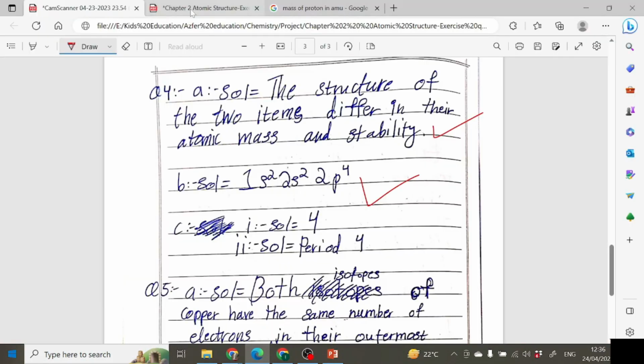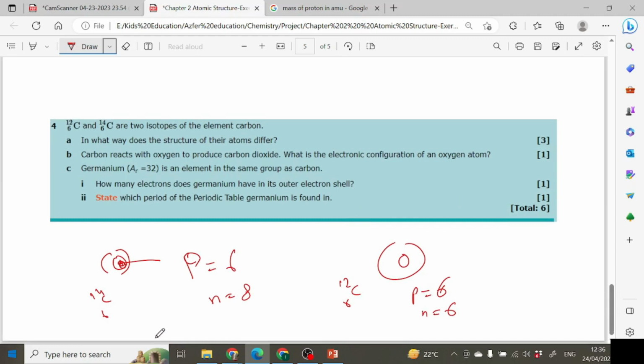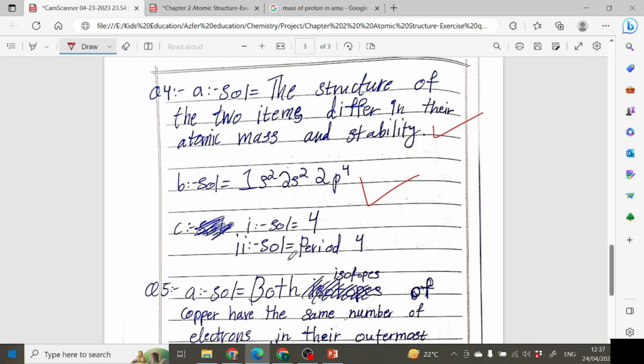Okay, now part B. Carbon reacts with oxygen to produce carbon dioxide. What is the electronic configuration of the oxygen atom? So we can just draw the electronic configuration of oxygen, 8. 1s2, 2s2, 2p4, and there are 8 electrons, so 2 plus 2 plus 4. So this is the electronic configuration. So look at the student's answer, 1s2, 2s2, 2p4. Okay, his answer is correct.